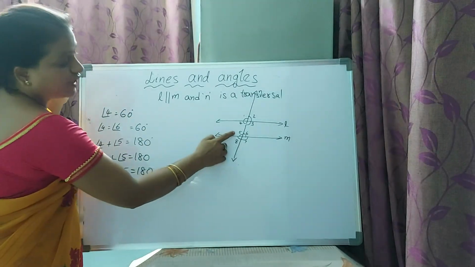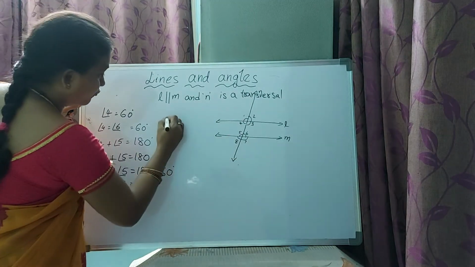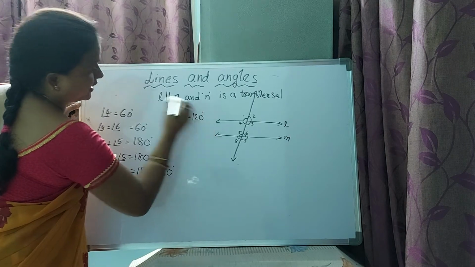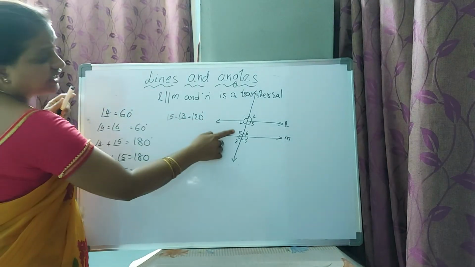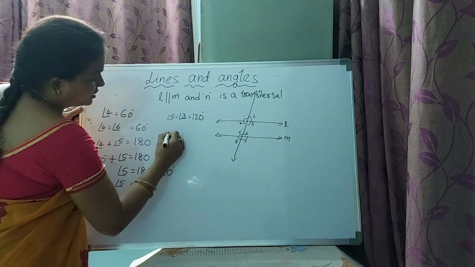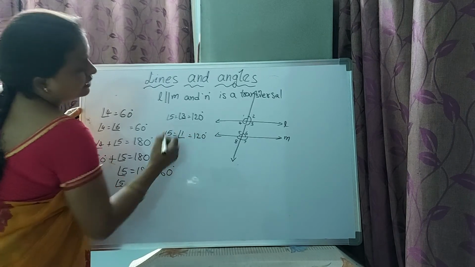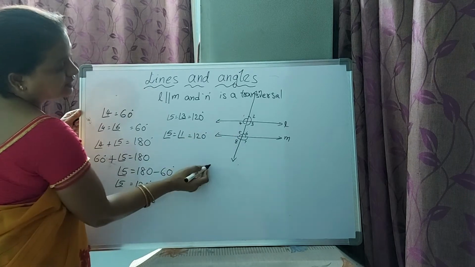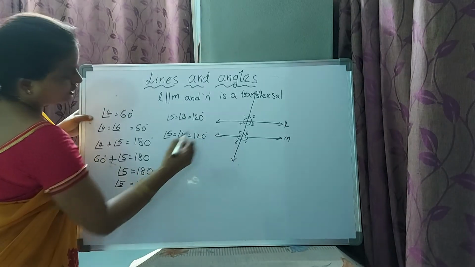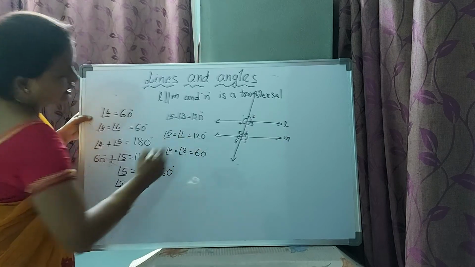See, if angle 5 is 120, angle 3, alternate interior angles also equal. Angle 5 is equal to angle 3 is equal to 120 degrees. Okay. Angle 5 is equal to angle 1, corresponding angles, that is 120 degrees. These two are corresponding angles. See, if angle 4 is equal to 60, angle 8 also 60. Angle 4 is equal to angle 8 is equal to 60.